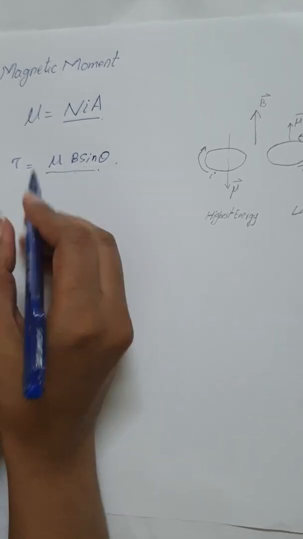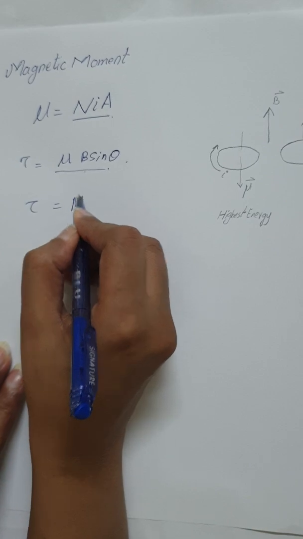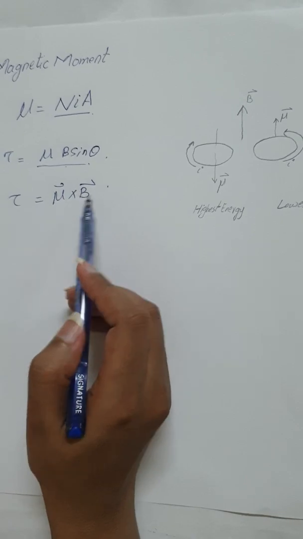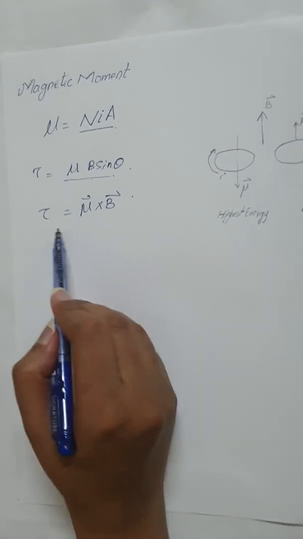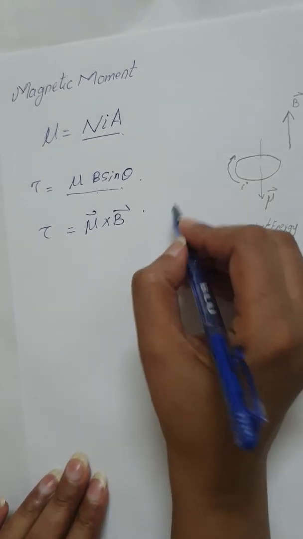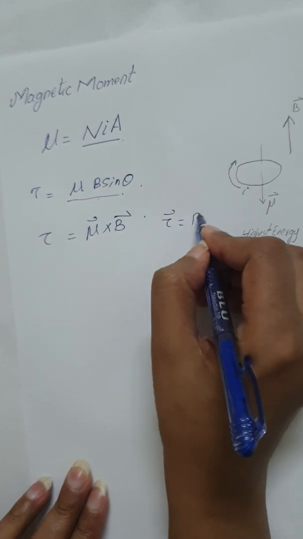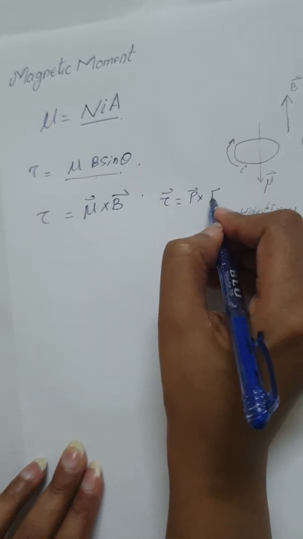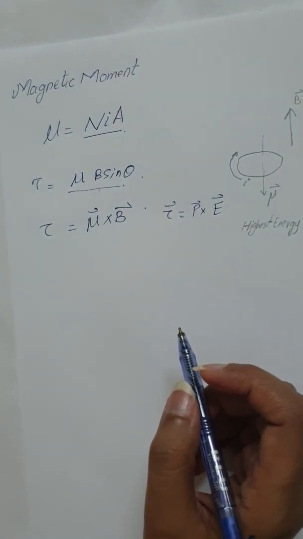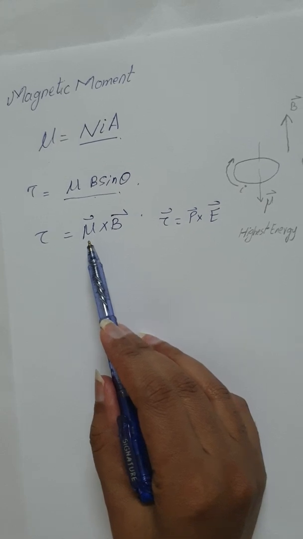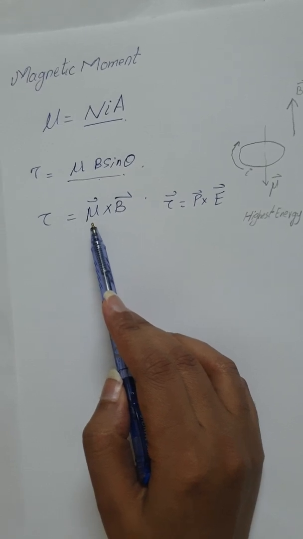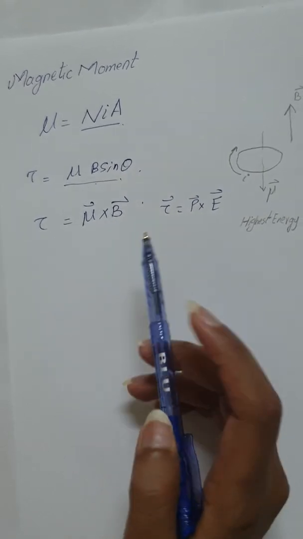So we can generalize this as a vector relation. This can remind you about the torque exerted by an electric field on an electric dipole, which was tau equal to dipole moment cross E. So in each case, the torque due to the field, either magnetic or electric, is equal to the vector product of the corresponding dipole moment and the field vector.